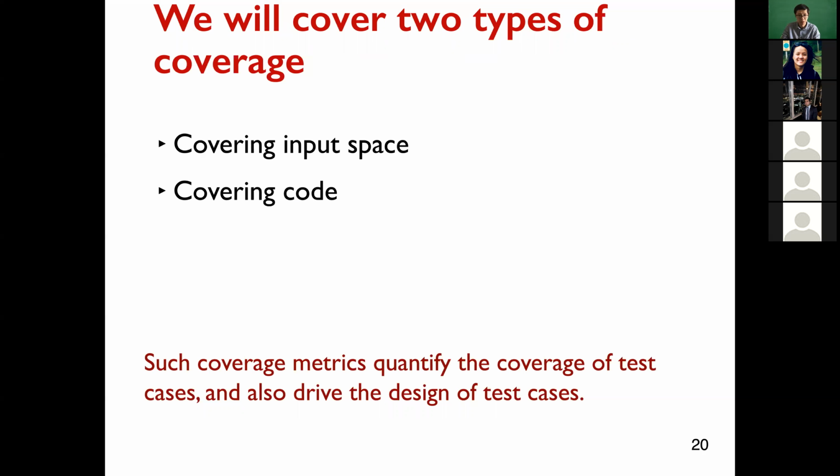So this coverage metrics would quantify the coverage of test cases, like 80% coverage or full coverage. It serves a purpose to derive the design of test cases. When we derive our test cases, we have a goal, right? We need to meet 80% coverage. So when we design our test cases, we keep that goal in mind. Okay.